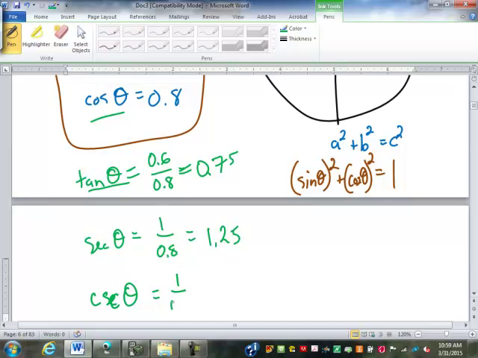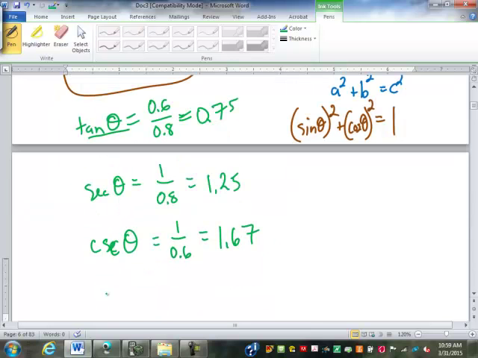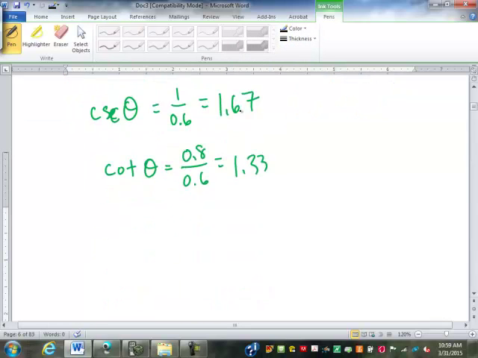Well, it's 1 divided by sine. 1 divided by 0.6 is 1.667, right? Oh, I see 1.67. Good enough. Cotangent. Cosine divided by sine, or 1.33. So if we know the sine and the cosine of an angle, we know everything else. In fact, if we just know one of the sine or the cosine, we know everything else.